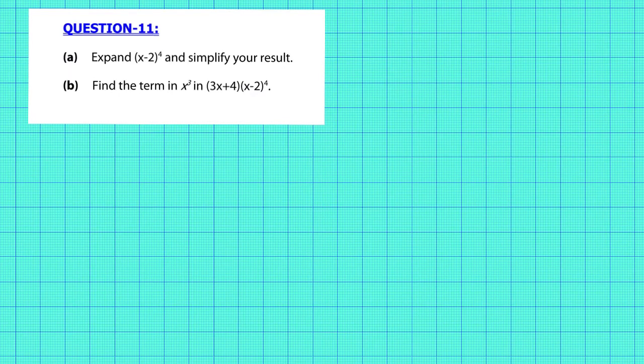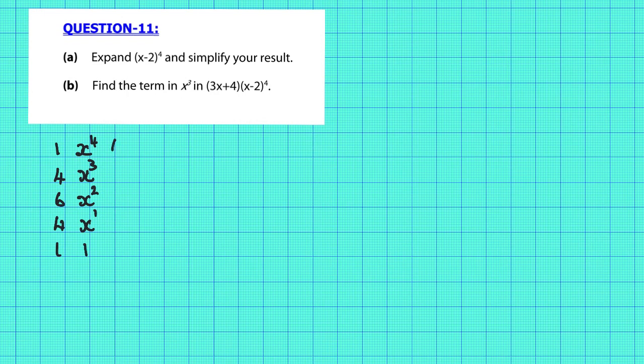Question 11. A. Expand x minus 2 to the power of 4 and simplify your result. Because n is 4, we want the fifth row of Pascal's triangle, which is 1, 4, 6, 4, 1. Expanding x, we get x to the power of 4, x to the power of 3, x to the power of 2, x to the power of 1, x to the power of 0 is 1.